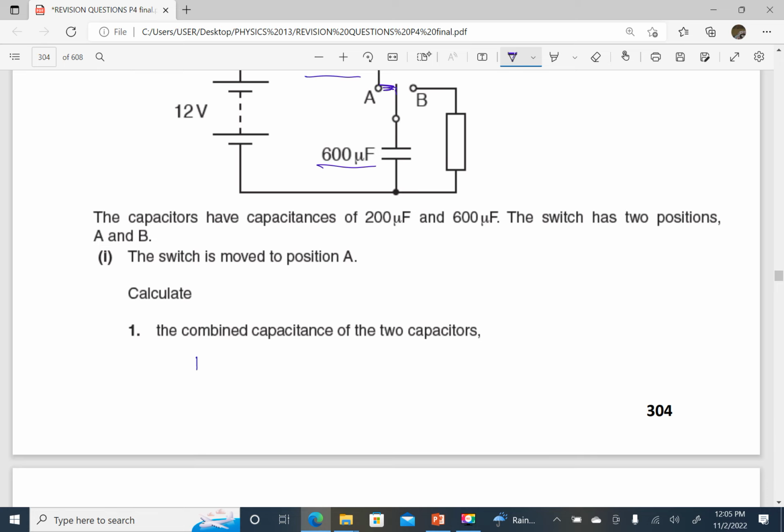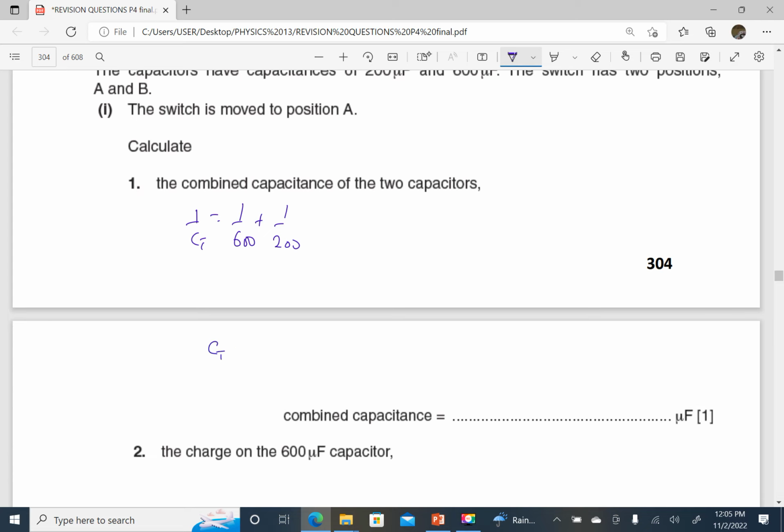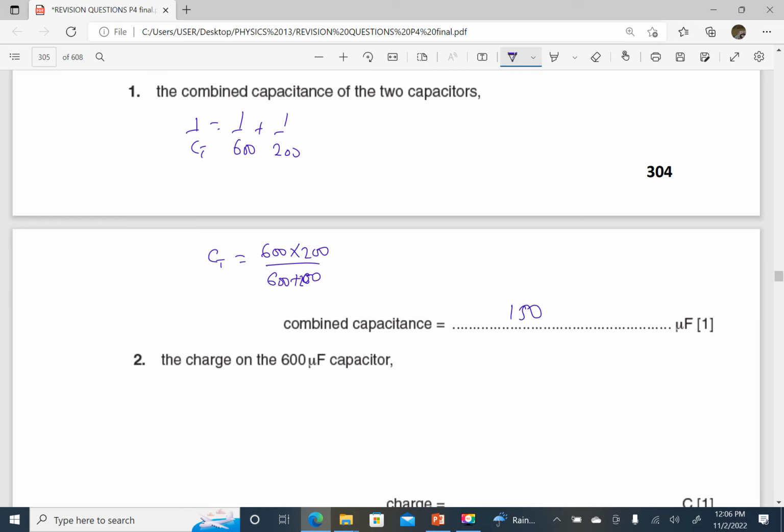So total capacitance will be 1 over C total is equal to 1 over 600 plus 1 over 200. Because there are only two, I will just say product over sum. So C total is going to be the product 600 times 200 over 600 plus 200. Product over the sum. When I press my calculator, 600 times 200 over 600 plus 200, I am getting 150 as total capacitance for the two.